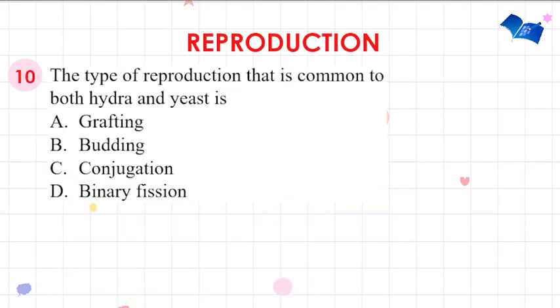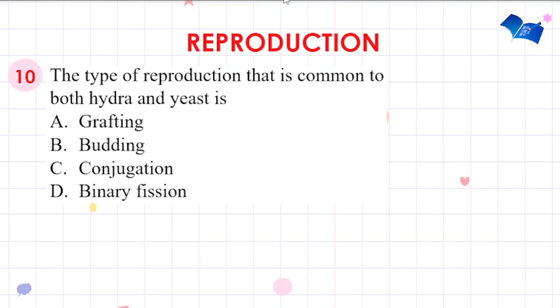The next question: the type of reproduction that is common to both hydra and yeast is A, grafting, B, budding, C, conjugation, D, binary fission. Now grafting is a vegetative propagation, usually in flowering plants. Neither hydra nor yeast are flowering plants. So therefore, grafting is not common in both.